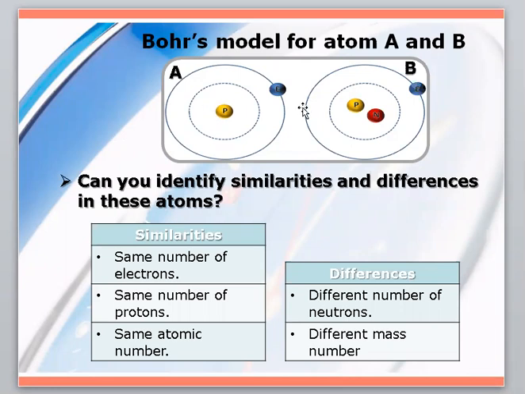Models A and B are presented by the Bohr model. Observe these atoms A and B. We observe that there is one proton present inside the nucleus and one electron revolving around the nucleus. Whereas in atom B, we observe one proton and one neutron inside the nucleus and only one electron around the nucleus.